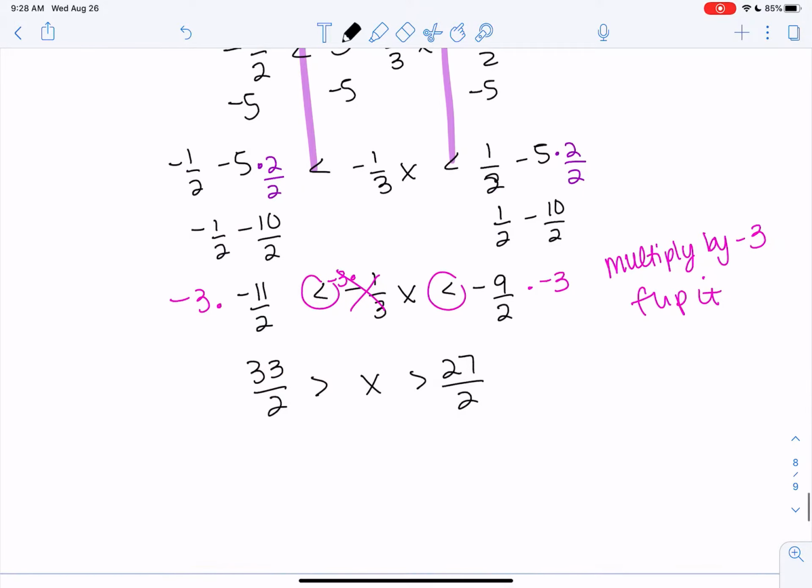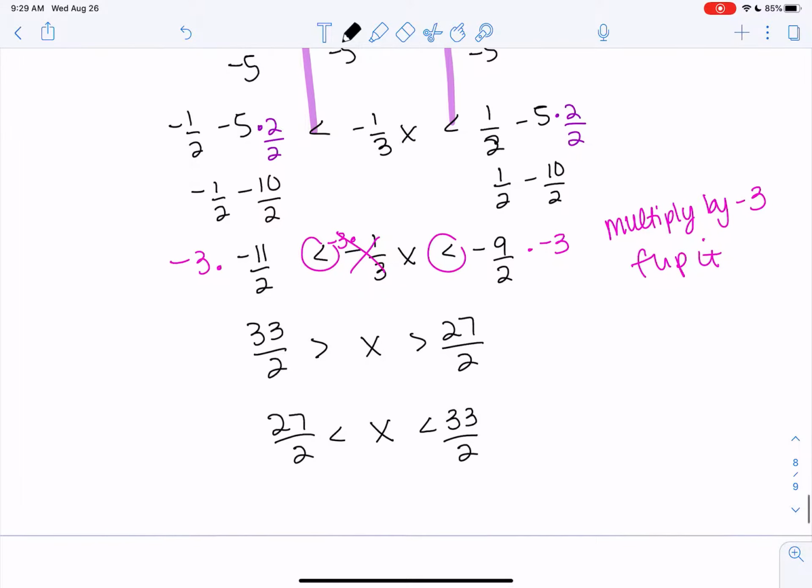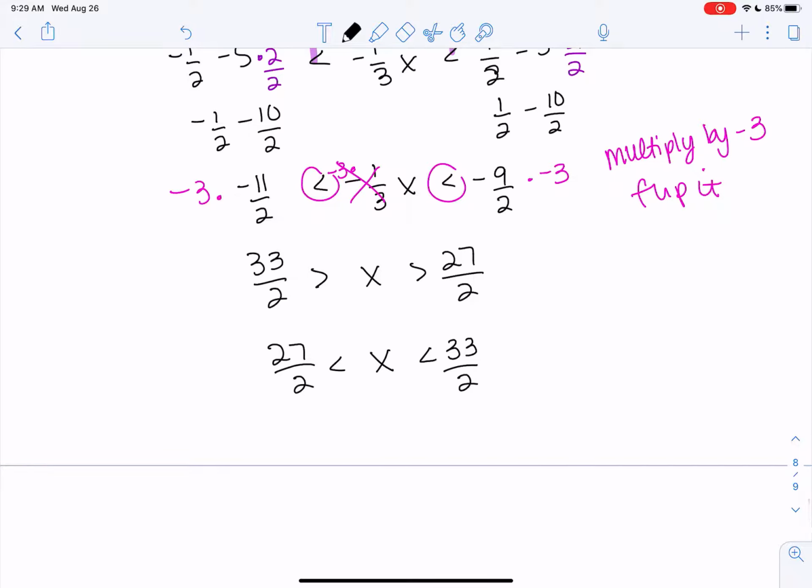And so when I have them weird and backwards, I'm sure we're used to seeing the in-betweens in the opposite direction usually. So I'm going to say 27 over 2 is less than x is less than 33 over 2. And then let's see, did it want us to graph it? Yeah, let's graph it.